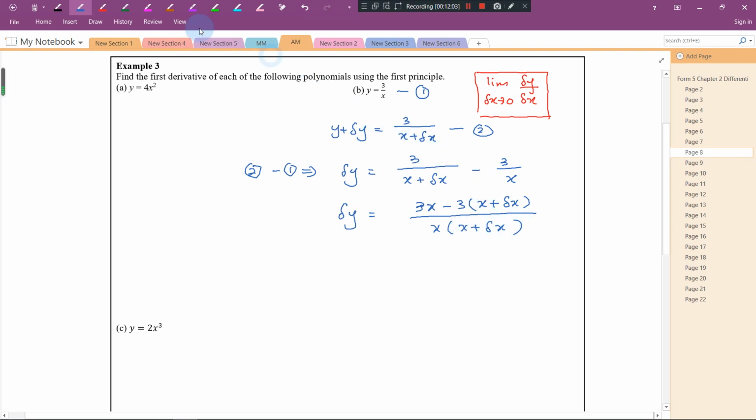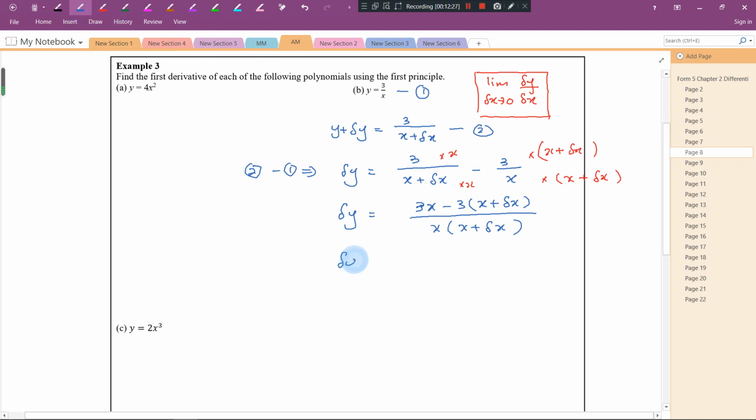Okay, how about I write over here? I times x here, I do the same thing. Here I times x plus delta x. Here do the same thing, x plus delta x. So eventually I will get this. Their denominators become the same, so I can combine them together.